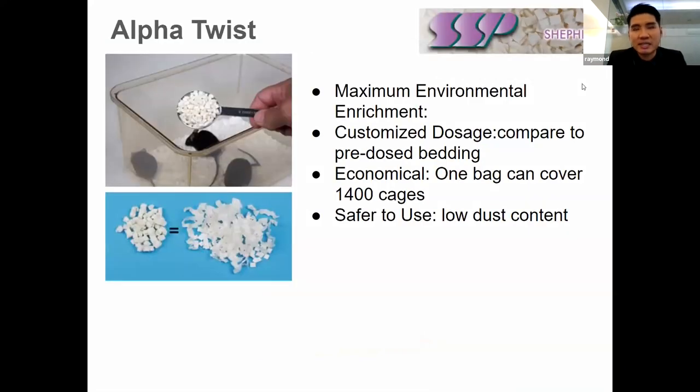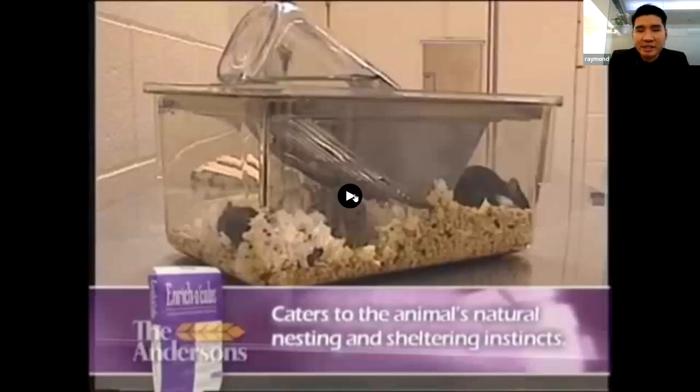Of course, some may say, I might like something better or something much easier. Then you can choose to have Alpha-Tri, which is a kind of paper enrichment that is compressed together. All you have to do is put one scoop over there, and one bag can perhaps cover 1,400 cage changes, and they are all low dust content. So let's have a look at a general idea of how mice and rats interact with their environment if you put in enrichment.